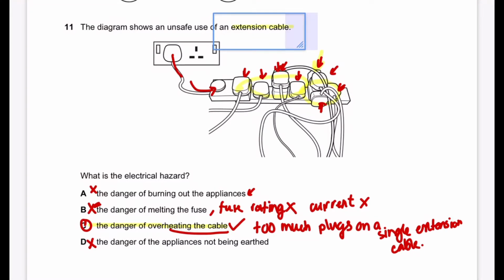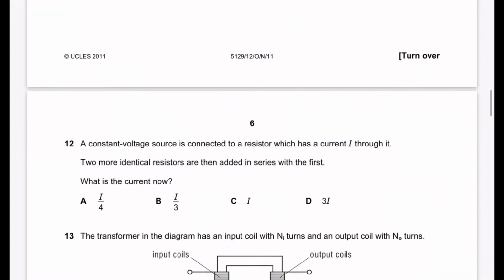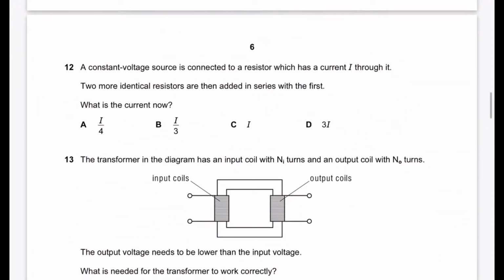Okay, with that aside, let us move on to question 12. A constant voltage source is connected to a resistor which has a current I through it. Two more identical resistors are then added in series with the first. What is the current now? In order to answer this question, we need to draw two diagrams. First diagram, I think I need to zoom in. Hold on.